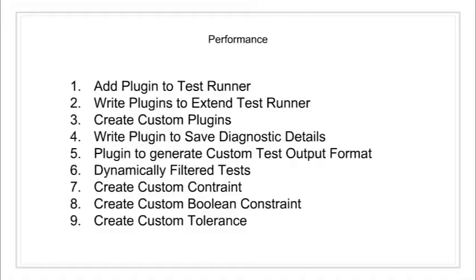The first 5 sections talk about plugins: how to add them, write them, create custom plugins, and use plugins for certain specific tasks. Then I am talking about creating custom constraints and custom Boolean constraints. And in the last section, I am talking about custom tolerance.